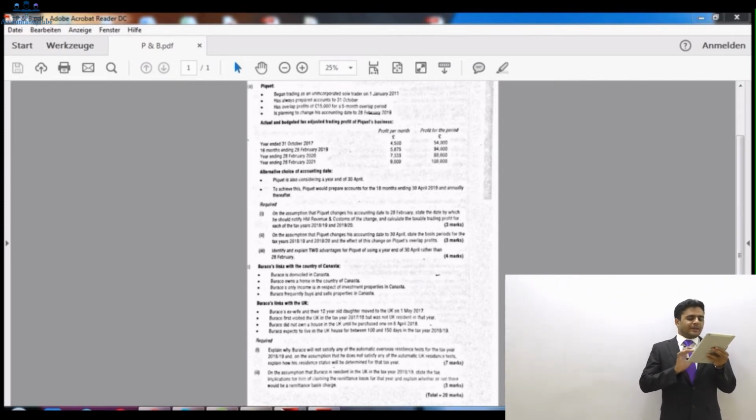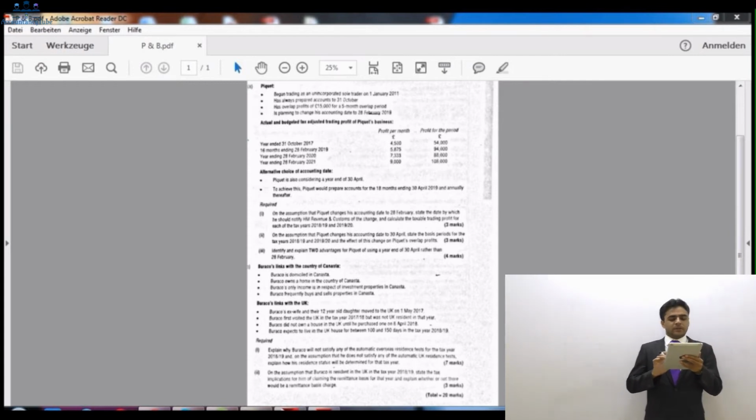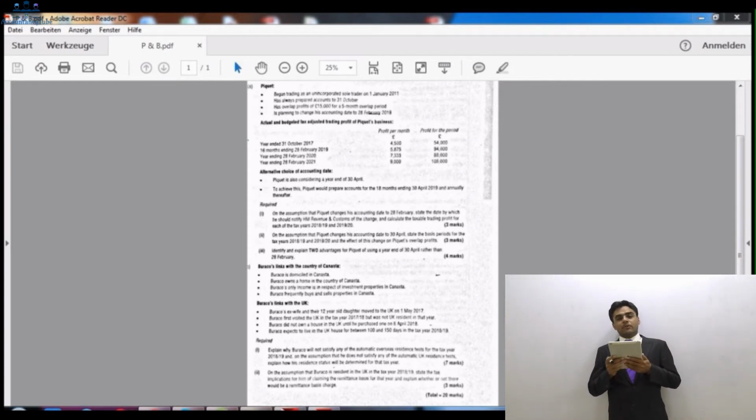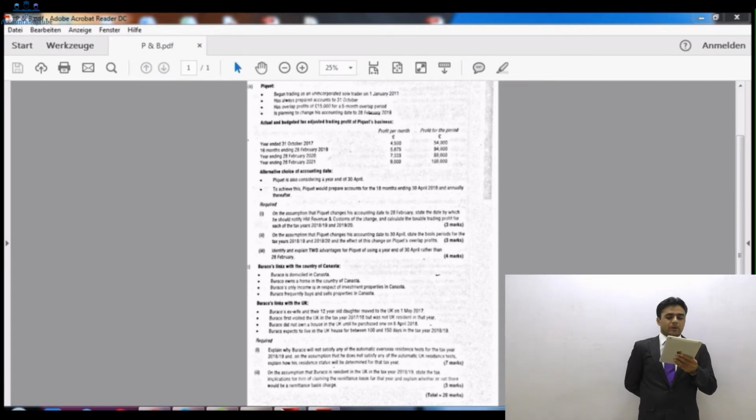Now we have to see how many days he spent. He spent from 100 to 150 days. Now if you look at your table, which will be given to you in the exam as well, I'm looking at my notes table. Please open up that table as well in front of you. So we know that he spent 100 to 150 days in the UK, then it doesn't matter how many days he actually spent in the UK, he will be UK resident.